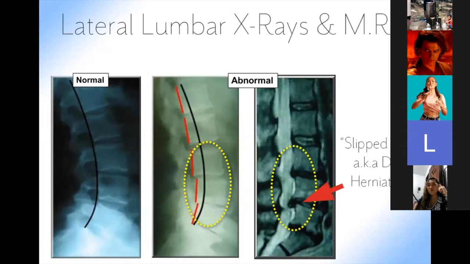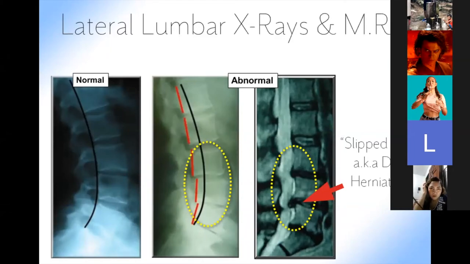Okay, the first one is a normal x-ray. And as we mentioned before, you have what's called a lordotic curve in your low back. That curve is there, kind of like a bridge, to help dissipate the amount of gravitational force. The second is an x-ray, and the third one is an MRI. An x-ray can't show soft tissue like a disc. That's what the MRI is for. But the x-ray shows us the subluxation.